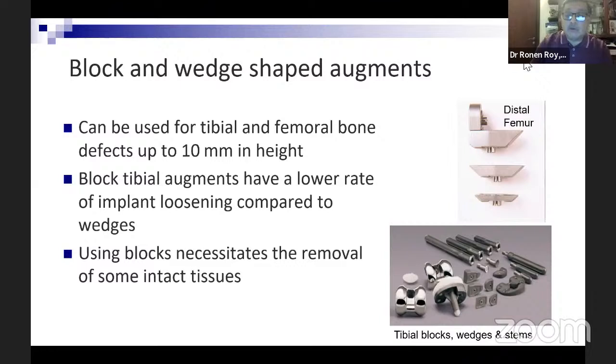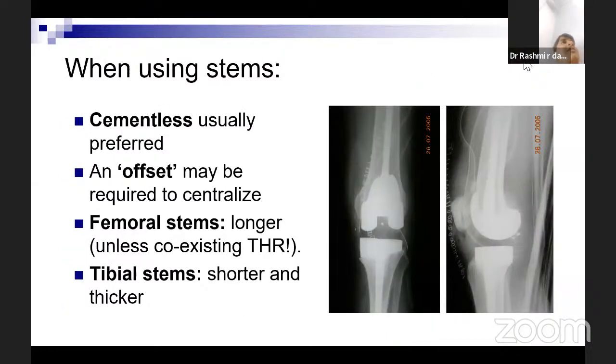Bone blocks necessitate removal of some intact tissues so that you can actually fit them appropriately. And they should be combined with stems. Diabetes and sugar control are important for both of them.